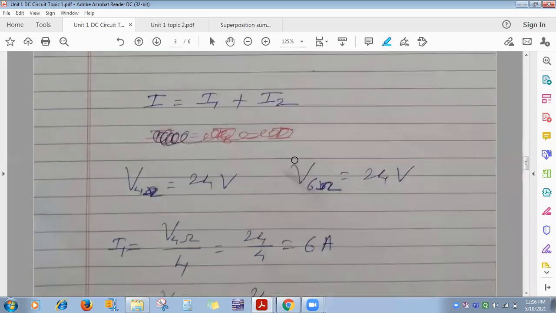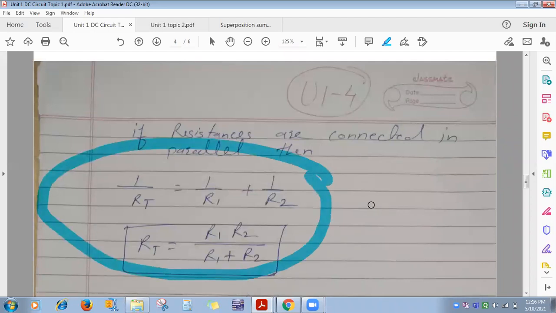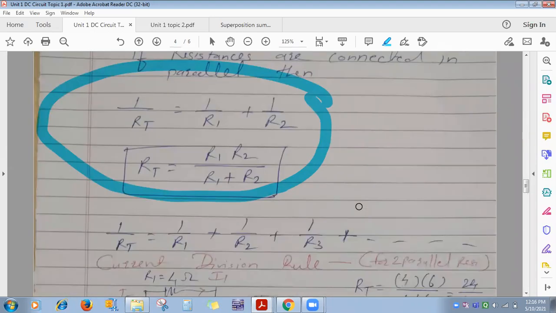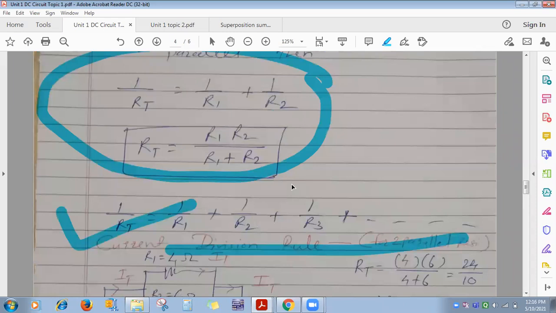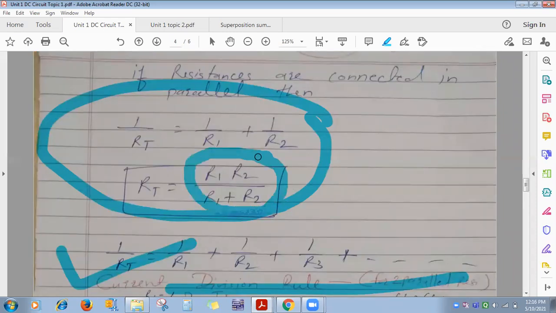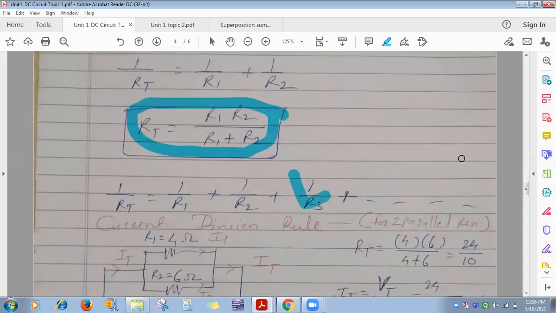So when the resistances are connected in parallel, how do we find their equivalent? Use this formula: 1 by R equivalent, or 1 by R total, is equal to 1 by R1 plus 1 by R2 plus 1 by R3 and so on. This is the general formula for more resistances connected in parallel. If only two are there, you can do R1 into R2 divided by R1 plus R2. Only for two you can use this one, otherwise use 1 by R equivalent is equal to 1 by R1 plus 1 by R2 plus 1 by R3 and so on to find the equivalent resistance.